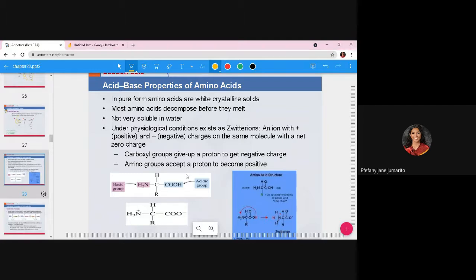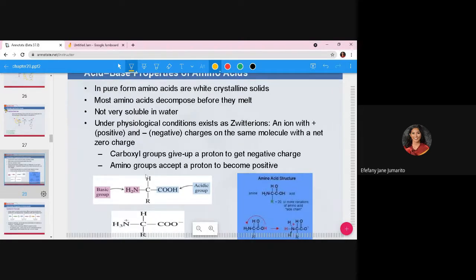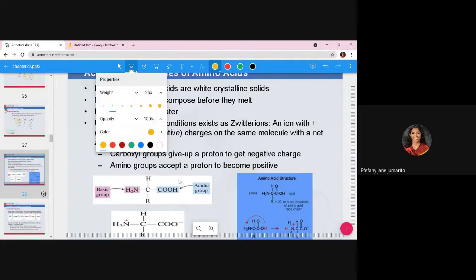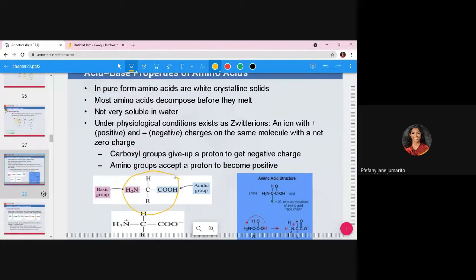We have the acid-base properties of amino acids. So this is your amino acid. Now it says that it has an acid and a base property.